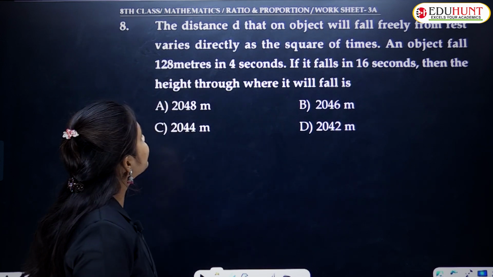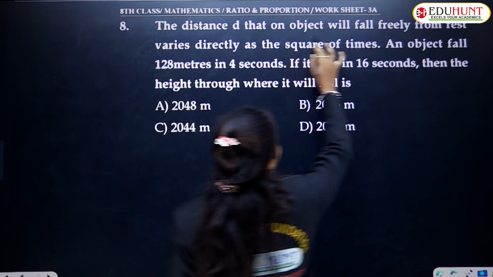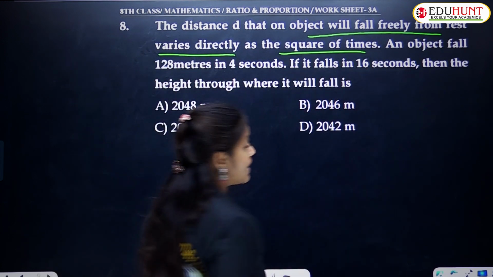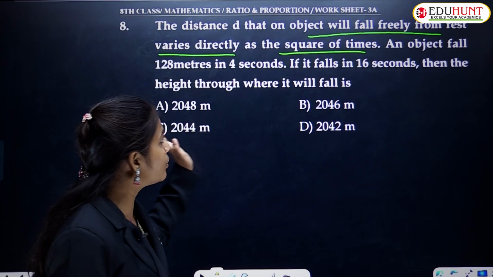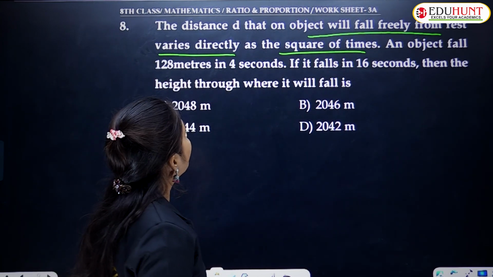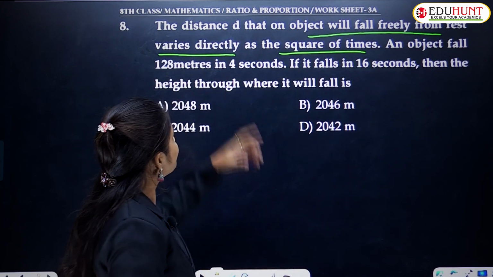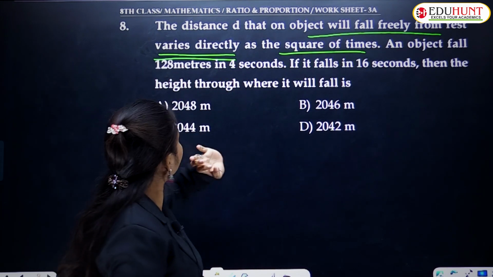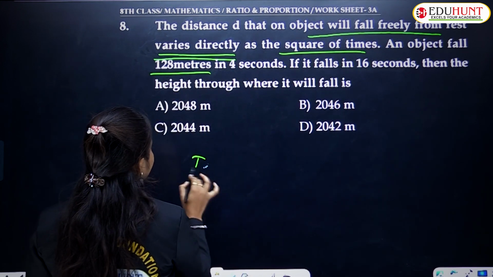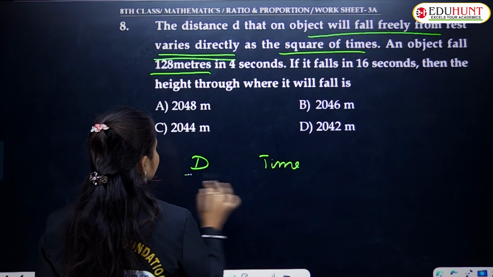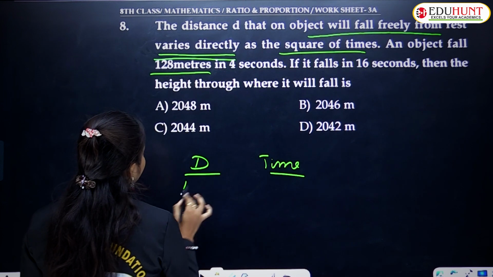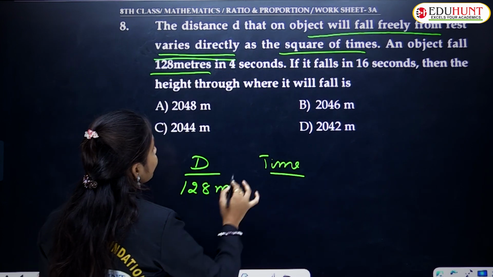Next question: the distance D that an object will fall freely from rest varies directly as the square of the time. Read the question properly here. The distance that an object will fall freely from rest varies directly as the square of the time. An object falls 128 meters distance in a given time. They gave the relation between distance and time. If it covers 128 meters, then it takes time.